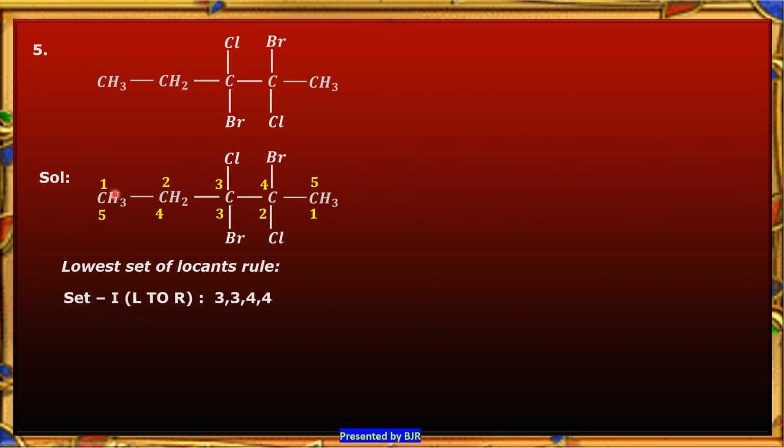Set 1 from left to right, third carbon 3, 3, 4, 4. Set 2 locants. So here 2, 2, 3, 3. Okay. So if you compare these two sets, set 2 is lower than set 1 because at the first point of difference 2 is less than 3. Hence this one is the wrong numbering and this one is the correct numbering.